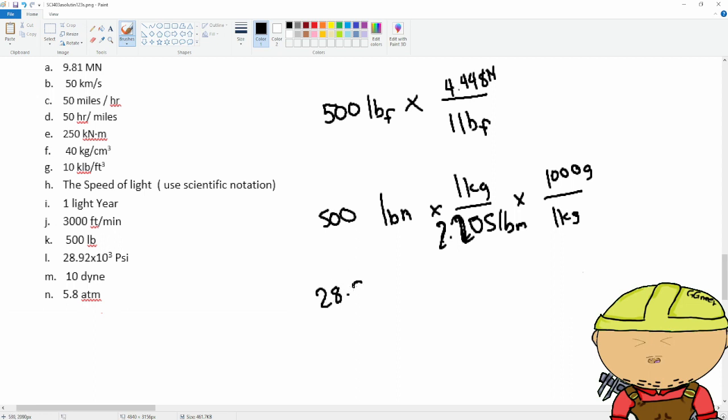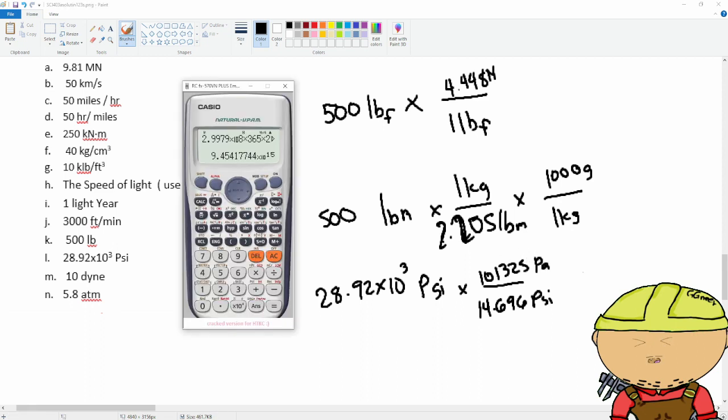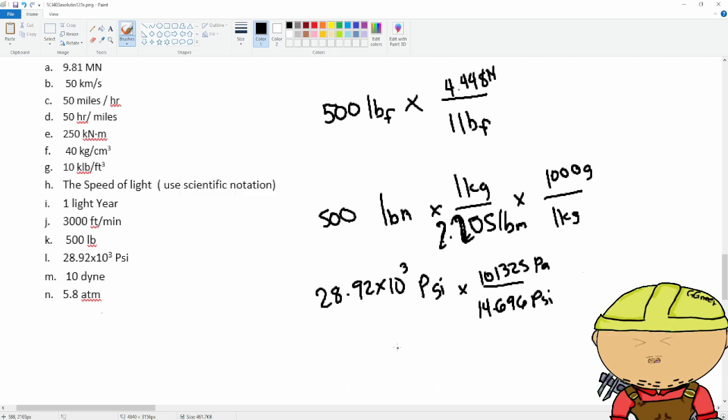Next, 28.92 times 10 cubed psi. Let's just convert that to Pascal. 14.696 psi is 101,325 Pascal, and Pascal is already a metric system. 14,696 times 101,325 divided by 10 to the 9 or 10 to the 8 gives 1.9940 times 10 to the 8 Pascal.